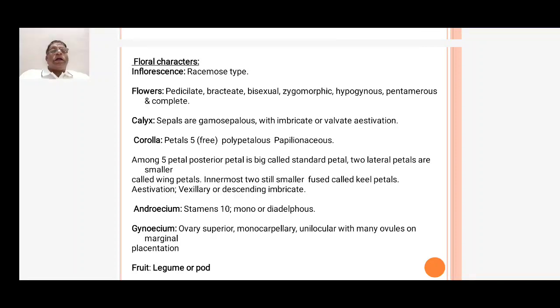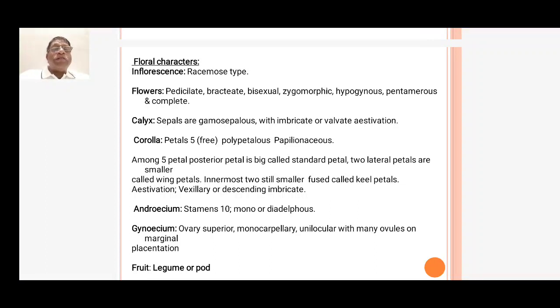Then, if we dissect out the flower, flowers are pedicellate, a stalk is present, bracteate, a bract is also present, bisexual, both androecium and gynoecium present, zygomorphic. The flower can be cut into two equal parts in only one plane. Such flowers are called zygomorphic flowers.